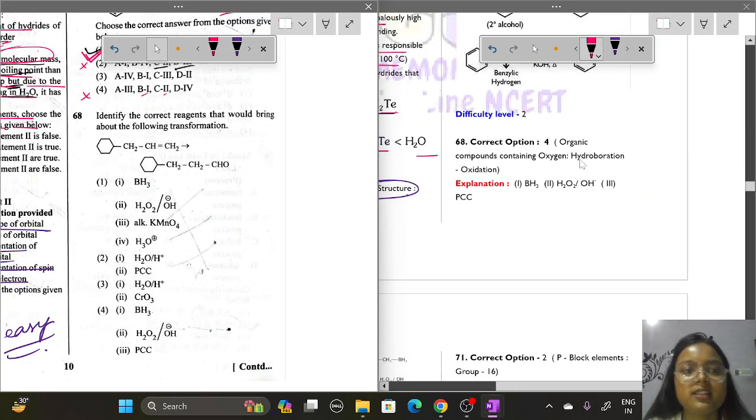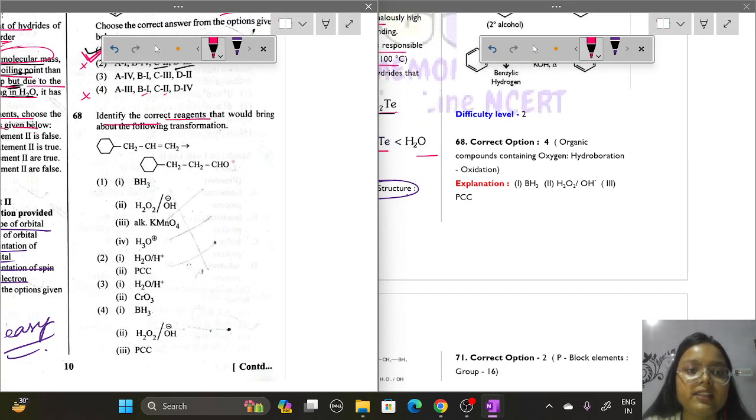Question number 68. Identify the correct reagents that would bring about the following transformation. Here we will also, okay, so are you seeing the pattern? You are not being asked what is the product for this reaction. You have been asked the reagents. You are given the products and you are asked for the reagents.